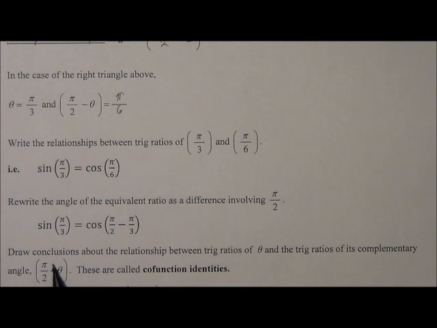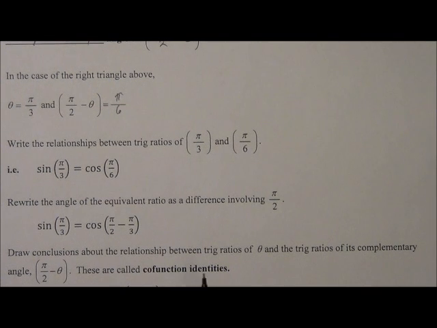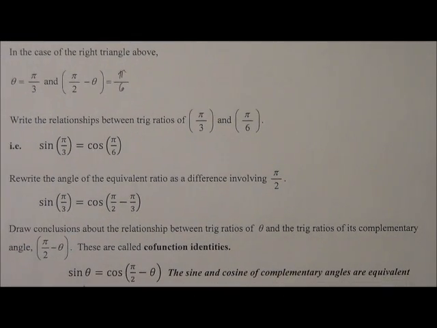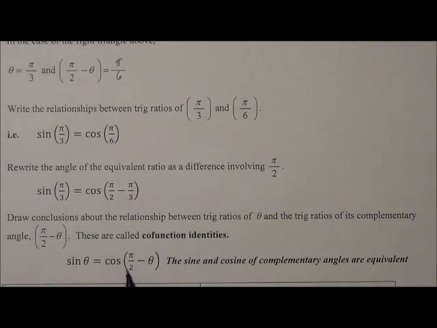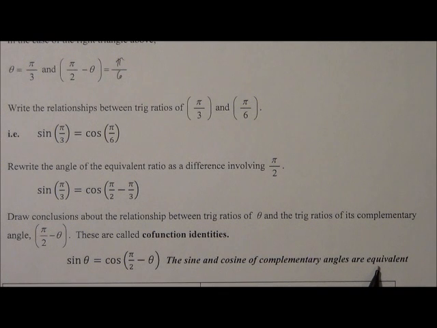Now we're going to draw conclusions of relationships between trig ratios of theta and the trig ratio of the complementary angle, pi by 2 minus theta. Those trig ratios between them, sorry, are called cofunction identities. That's what these are called. So sine of theta equals the cosine of pi by 2 minus theta. So sine and cosine of complementary angles are equivalent.